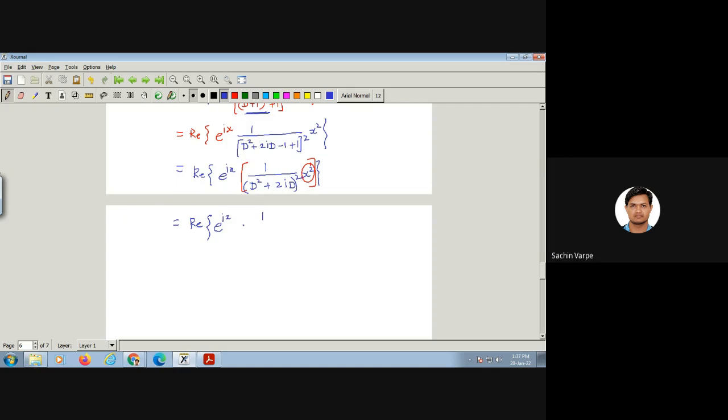तो पहले मैं डिनोमिनेटर को एक्सपांड करता हूँ, that is d square whole square is d raised to 4 plus 2 into 4 i d cube, ना, जैसे (a+b)² में होता है, plus b square. So 2id square, that will be minus, because i square will be minus 4d square, minus 4d square, that is operated on x square. ठीक है, तो real part of e to the power ix.